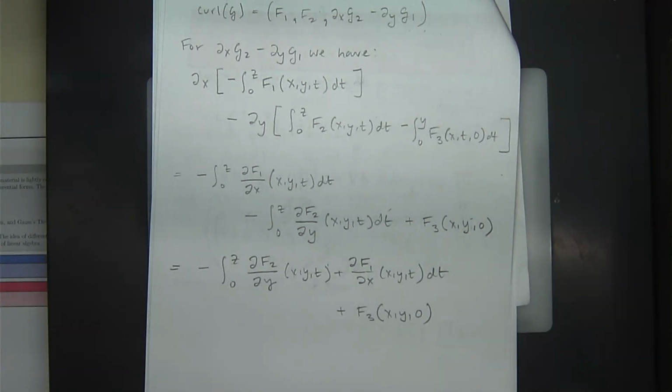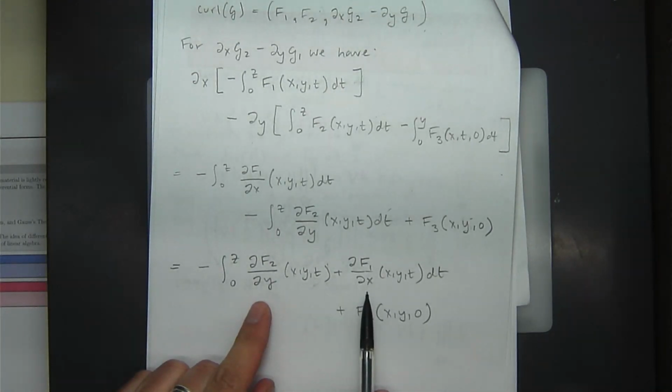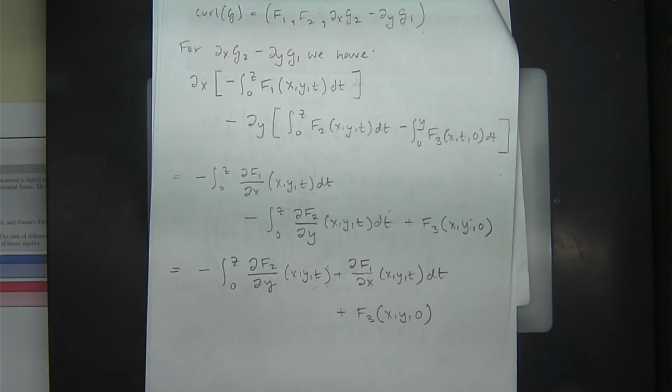So what's our goal? Our goal is to eventually use our divergence hypothesis somewhere, right? We really ought to use divergence somewhere. Now, we don't have divergence quite yet. We're missing a term. We're missing an F3Z term.